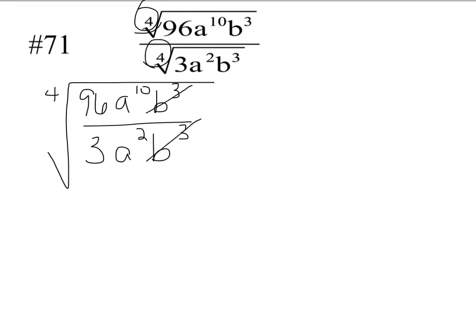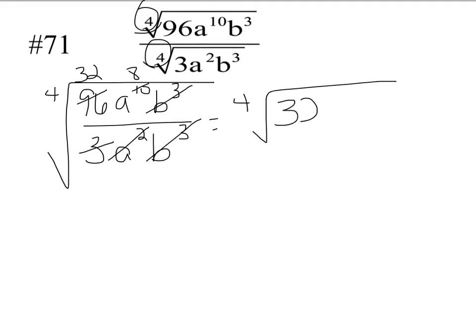The b cubed, we know the b cubes go away, right? They cancel each other out. A squared gets canceled out in the denominator, and it makes a to the 10th, a to the 8th. And 96 divided by 3 is 32. So I'm left with the fourth root of 32 a to the 8th.